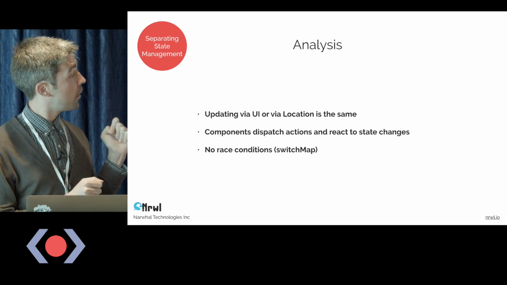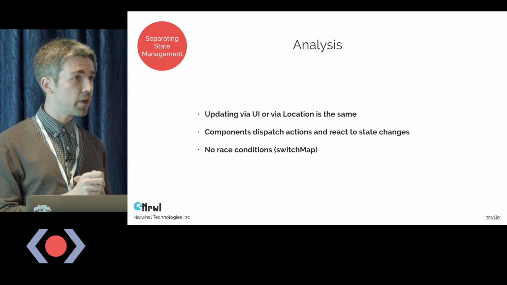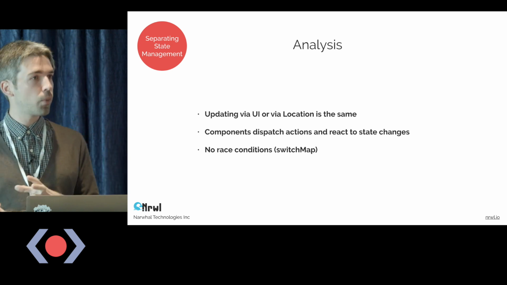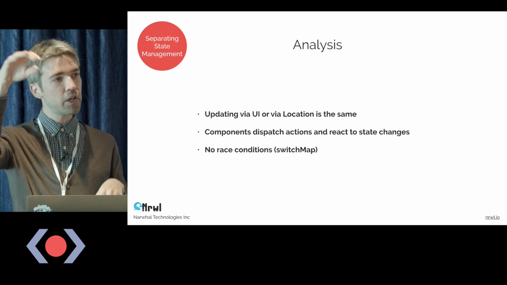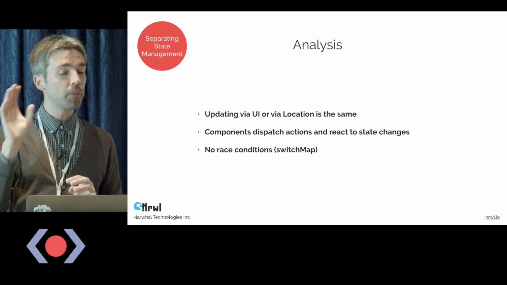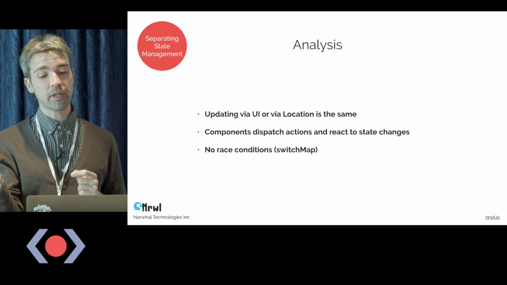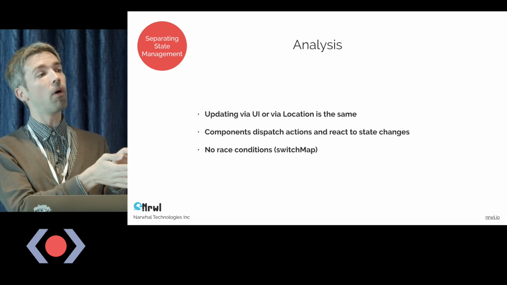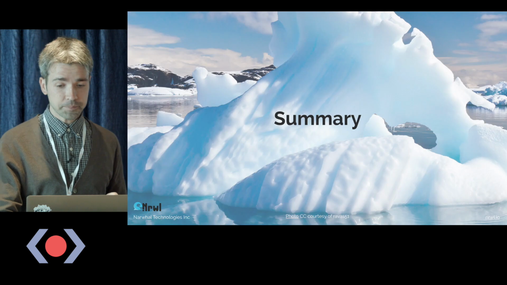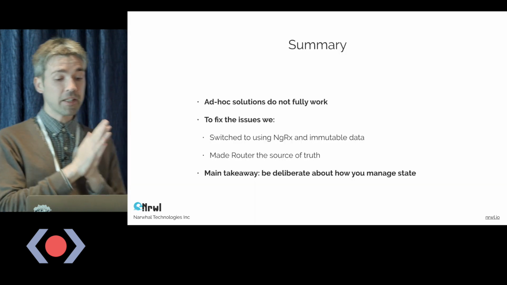Because we use switchMap, we no longer have race conditions, which is very nice. Our application finally behaves in a consistent way. We can click back and forth, we can update the location. It will always display what it's supposed to display. So everything is in place, everything is clearly separated, and all the issues we saw are gone. Okay? What is the summary?